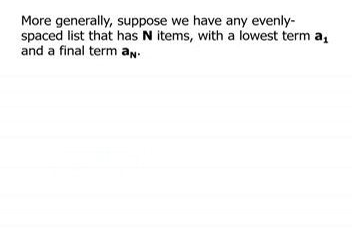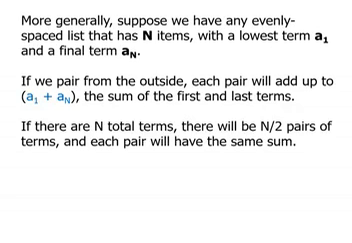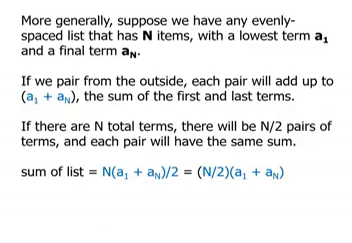Even more generally, suppose we have any evenly spaced list that has n items with a lowest term of a sub 1 and a final term of a sub n. If we pair from the outside, each pair will add up to a sub 1 plus a sub n, the sum of the first and the last terms. If there are n total terms, there will be n divided by 2 pairs of terms, and each pair will have the same sum. So the sum of the list, we could write it this way, or we could write it this way. Either one of these ways is fine.